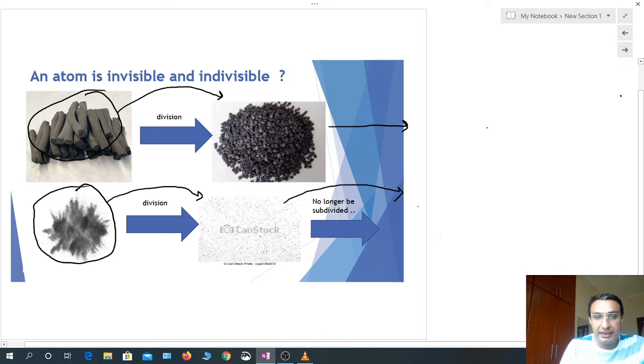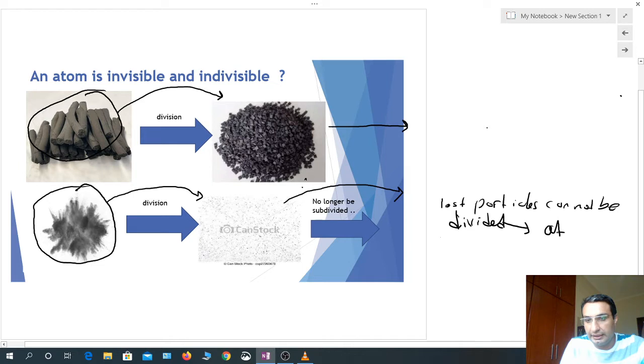So finally, we are going to reach a point, or we are going to obtain a particle that can no longer be divided. Okay, so these last particles cannot be divided. So that particle is called atom. Okay, that particle is called what? Atoms. It means that atom is the last fundamental particle of matter. It cannot be divided and it cannot be also seen by our naked eyes because it is very small.